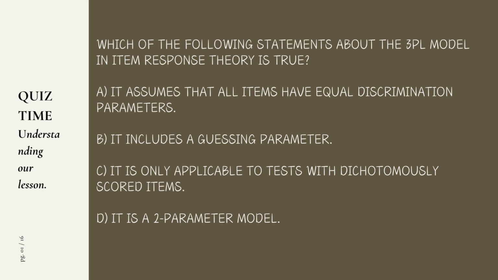Which of the following statements about the 3PL model in item response theory is true? A. It assumes that all items have equal discrimination parameters. B. It includes a guessing parameter. C. It is only applicable to tests with dichotomously scored items. D. It is a two-parameter model.